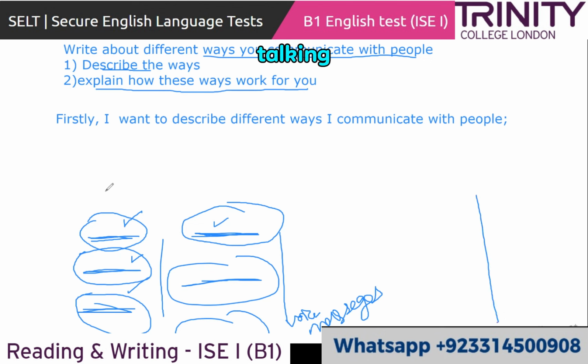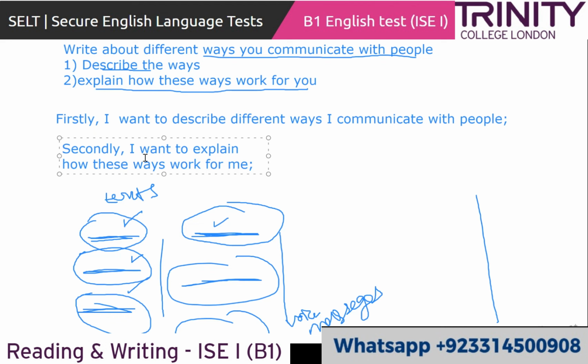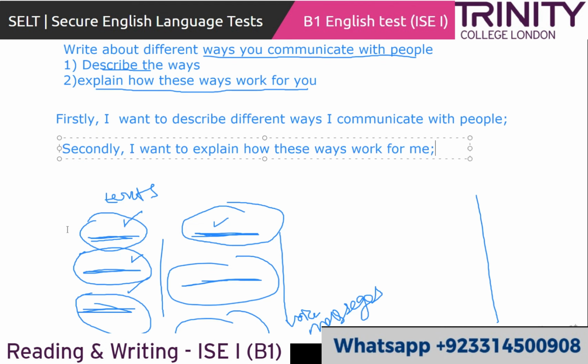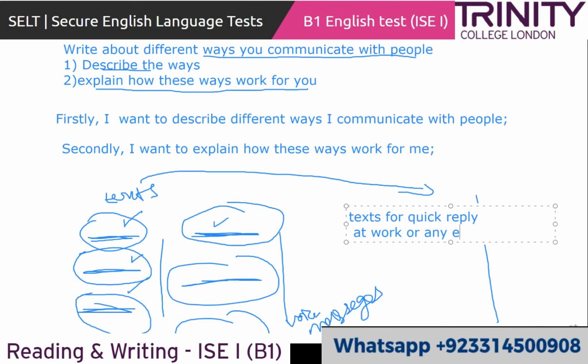Okay, and then the second point is explain how these ways work for you. For example, we are talking about text messages in here. These are texts. So, you write in here, secondly, I want to explain how these ways work for me. Then you can write in here: texts work for me to get quick reply, right? Texts for quick reply at work or any emergency.